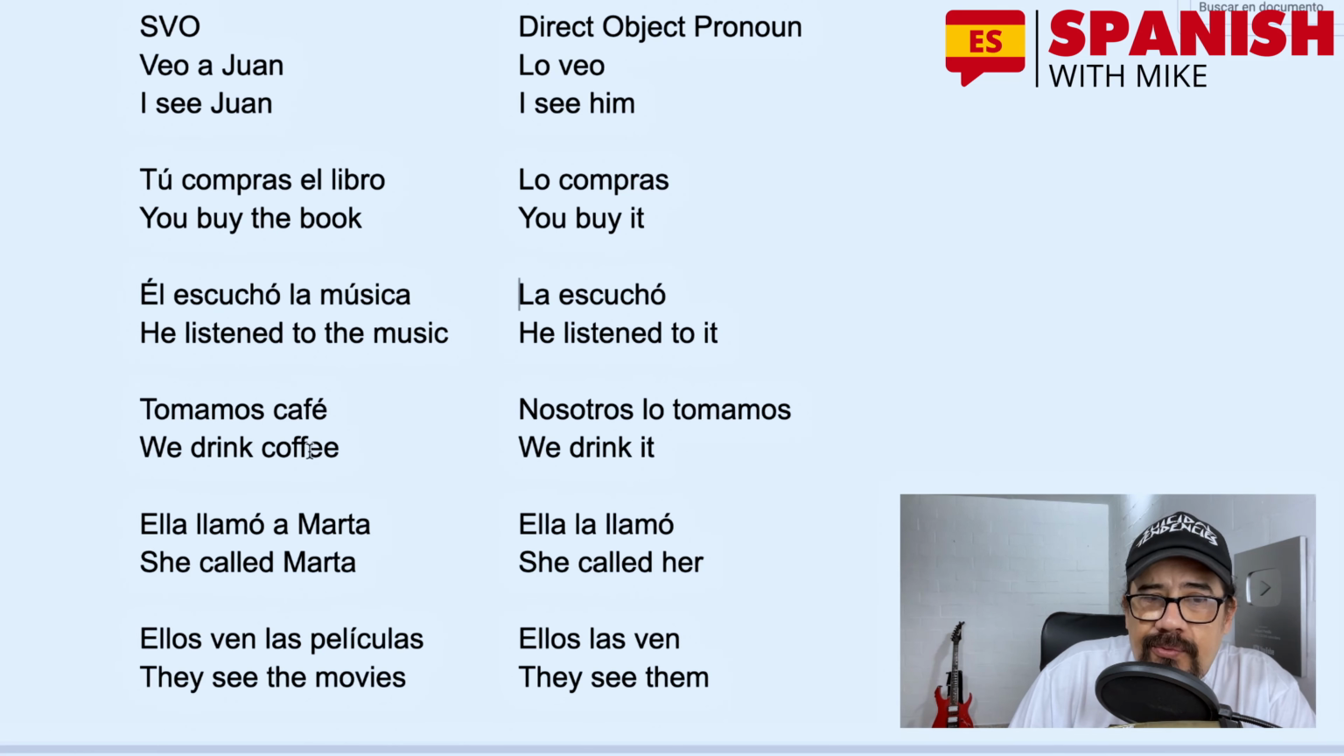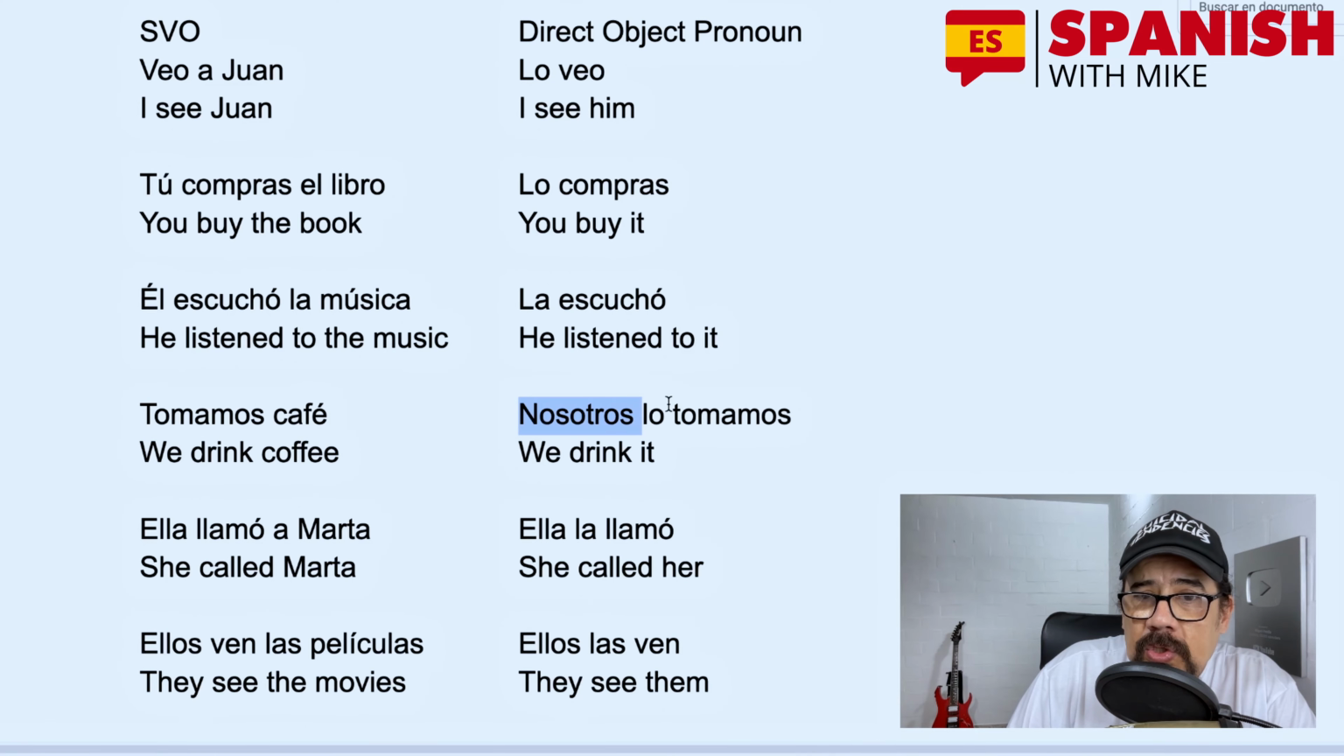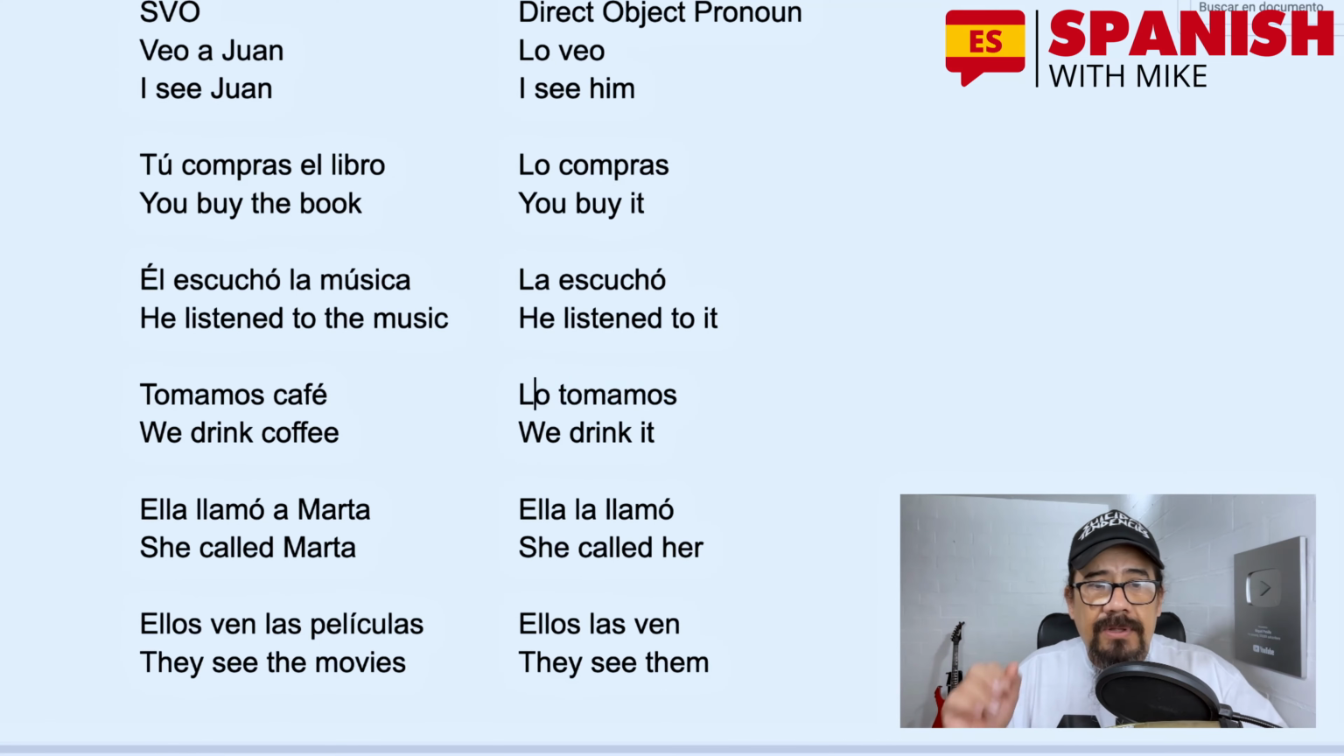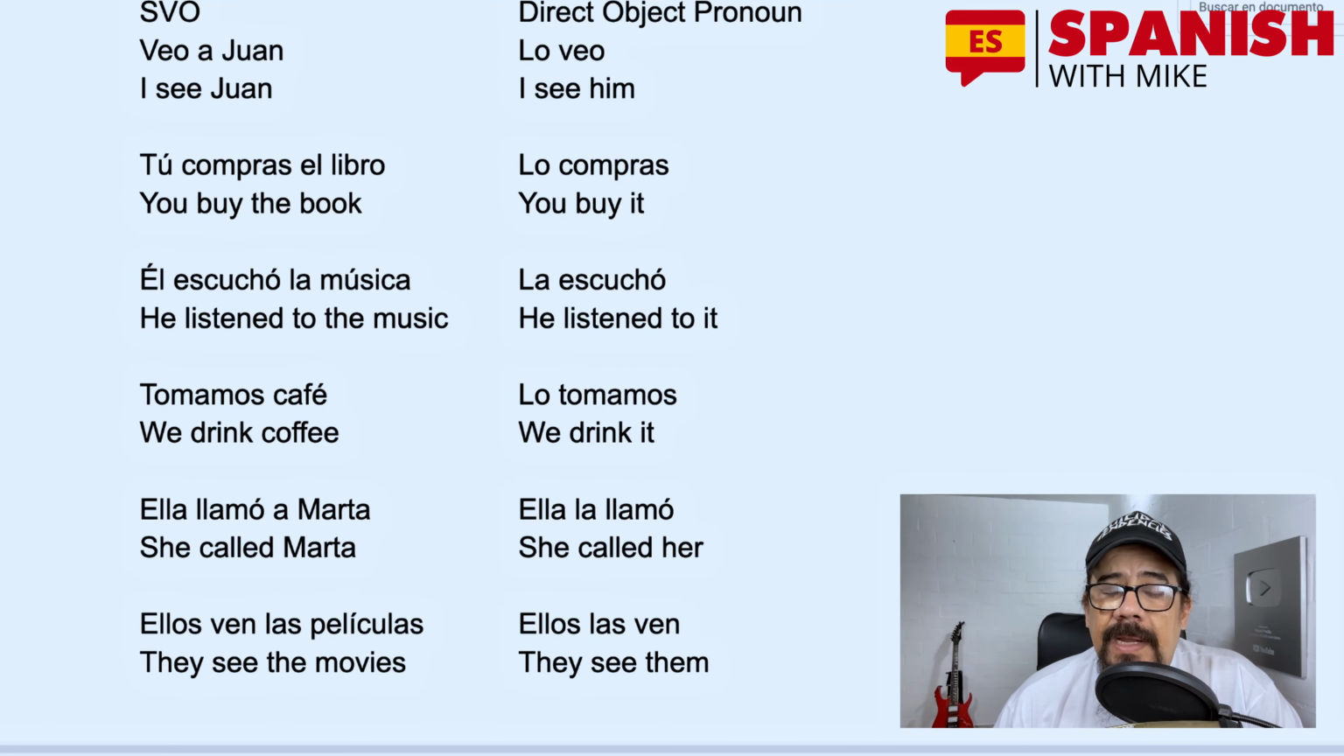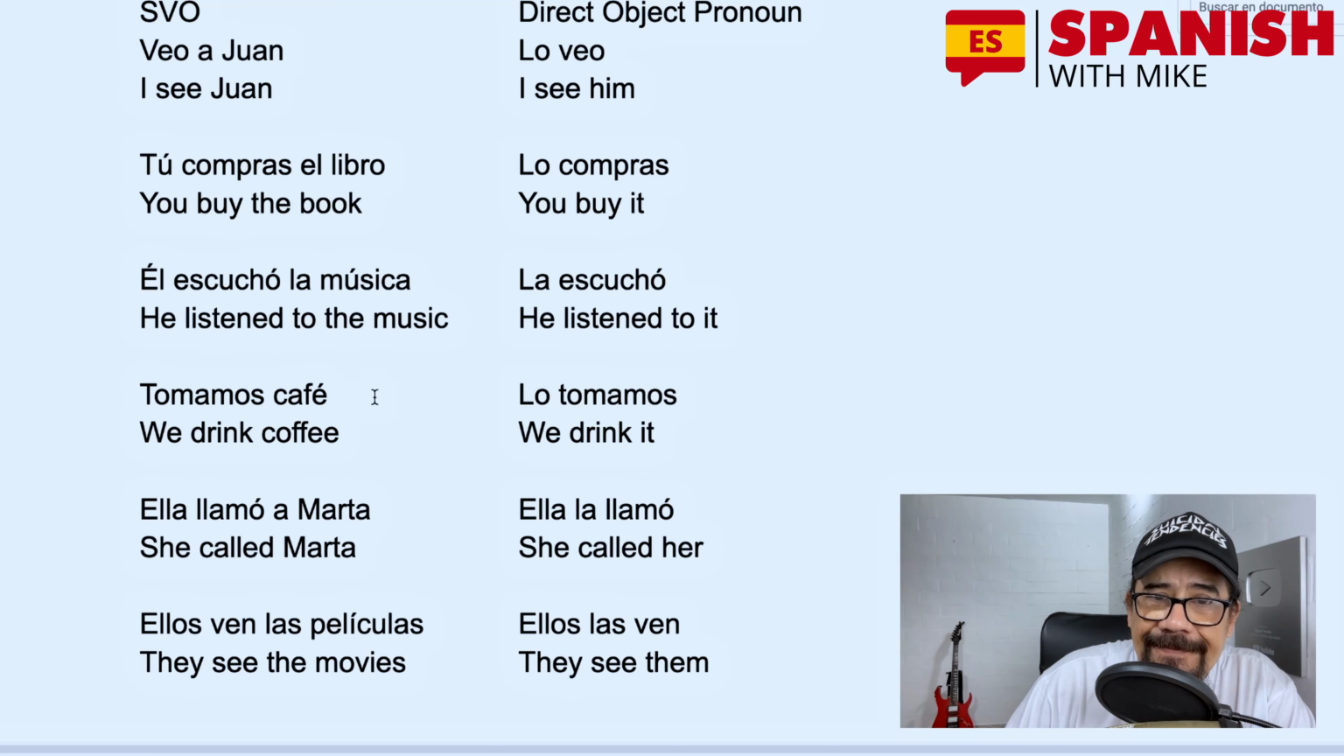Tomamos café. We drink coffee. Nosotros tomamos café. Subject, verb, object. Nosotros tomamos café. And in English, we drink coffee. But you can also say we drink it. Same thing. We're replacing coffee with it. And here, nosotros, I can skip nosotros. I can drop nosotros. Lo tomamos. We can say that. Lo tomamos. And lo is replacing café.